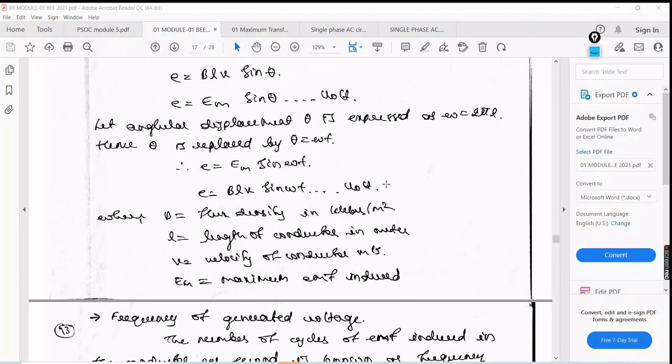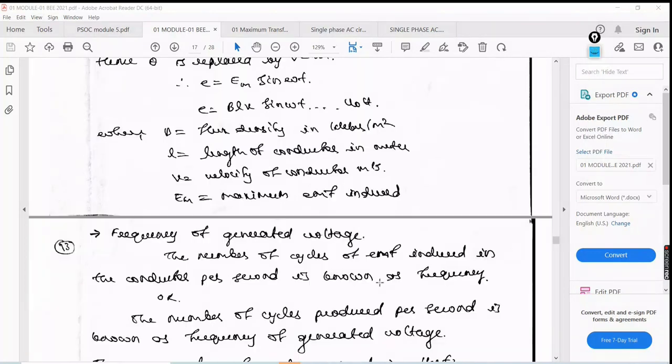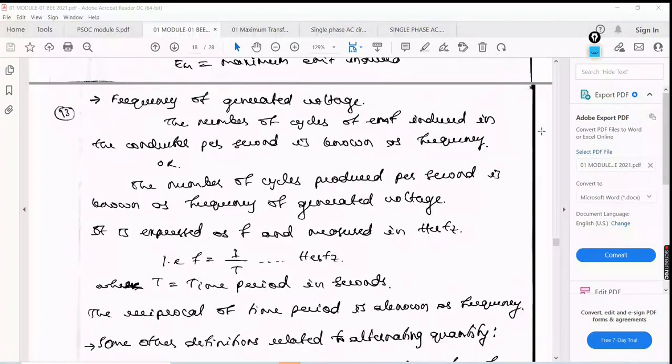Then the frequency of the generated voltage. Already I told, AC component is alternating in nature, which changes its magnitude as well as the direction with respect to the time. Obviously, there will be a positive half cycle and a negative half cycle. If it completes one positive half cycle and one negative half cycle, this itself is called the time period. Then what is frequency?